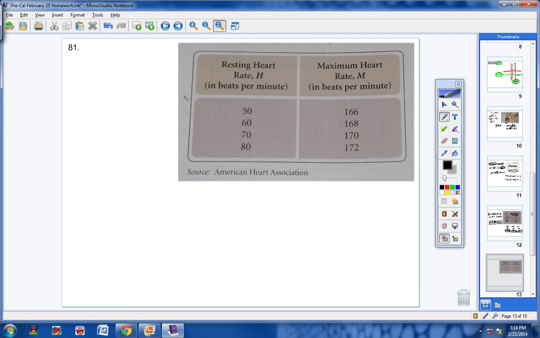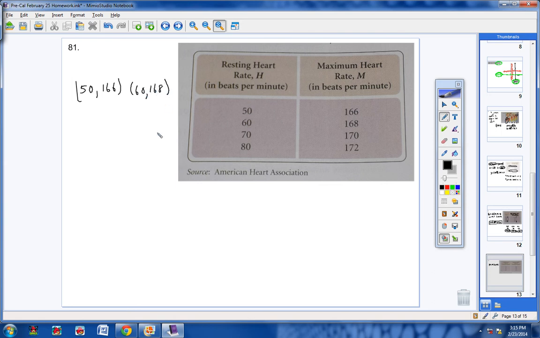So we have some ordered pairs here, it looks like to me. Now, it says use a graphing calculator to model the data. Now, we did not yet learn how to do that. We're going to try to learn that later, but we can do it the old-fashioned way, in which we write the linear model just using 2 ordered pairs. So I have 50, 166 is one ordered pair, and the other ordered pair is 60, 168.